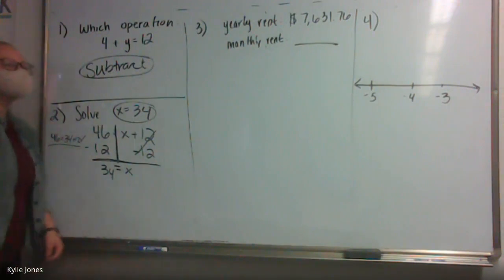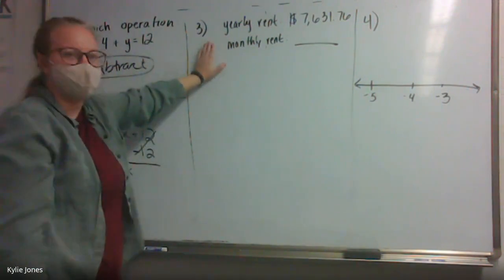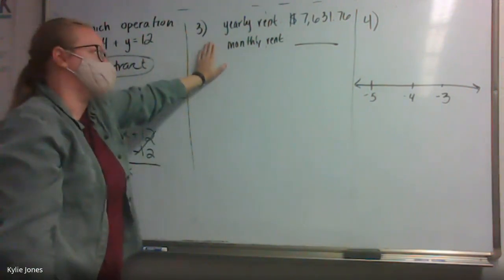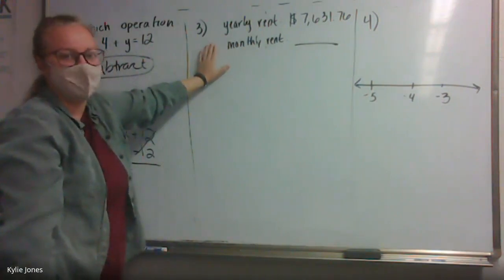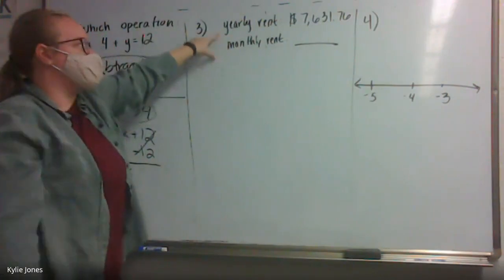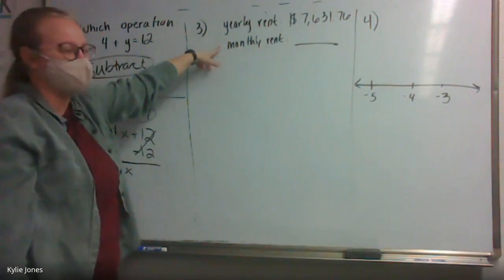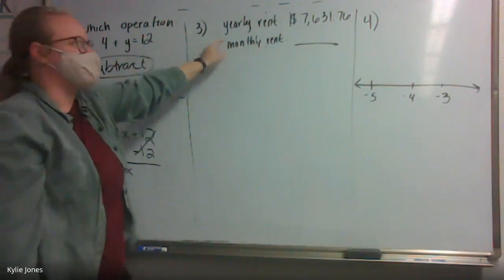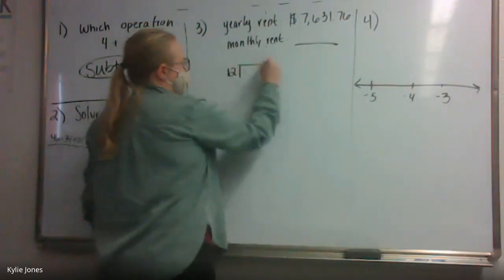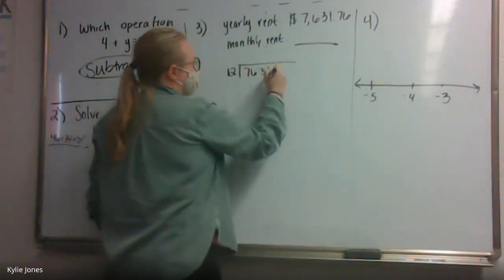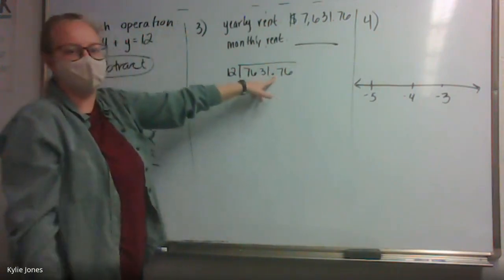And then our next one. I think this is the one I tried to teach you guys up. For a whole year, you pay $7,631.76 on your rent. That's for the whole year. It wants to figure out how much you pay per month. How many months are there in a year? 12. So we need to take our number and divide it by 12 to figure it out. So we have 7,631.76. Before we start, we do have a decimal. What do I need to do with it?